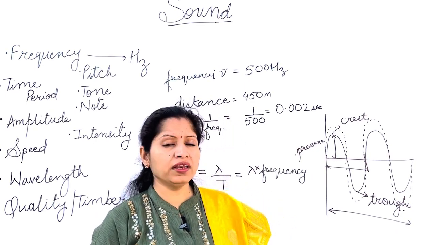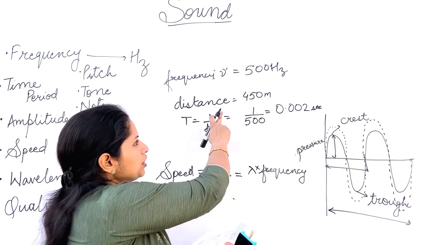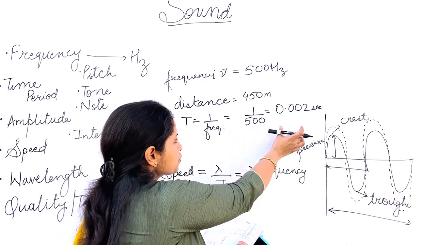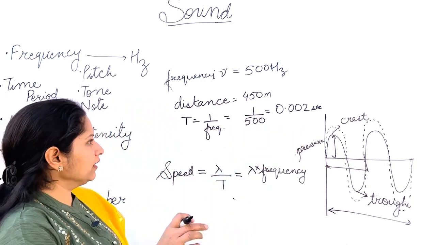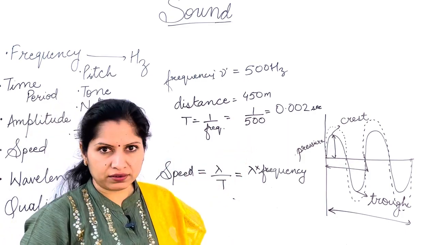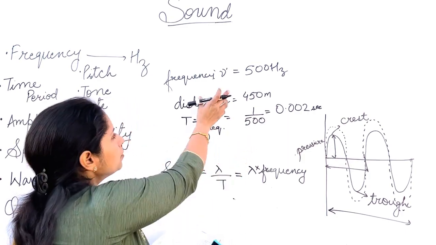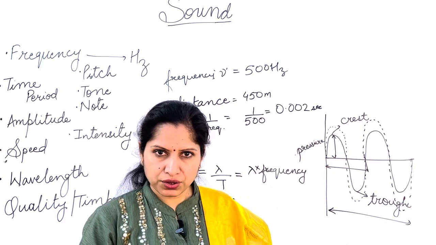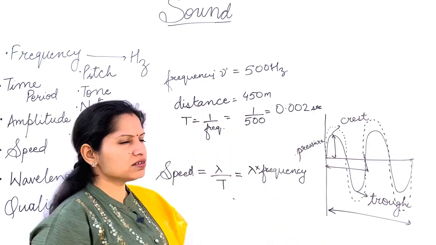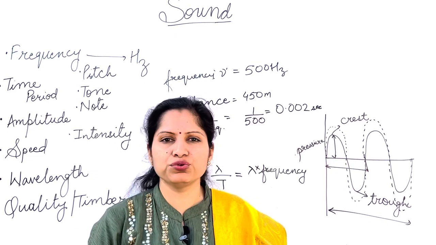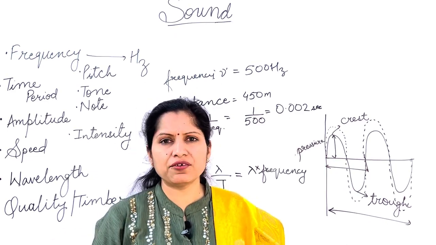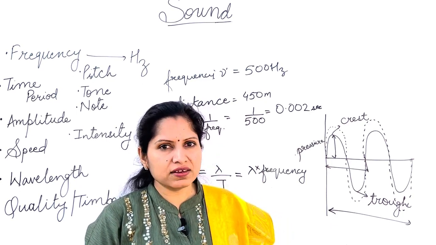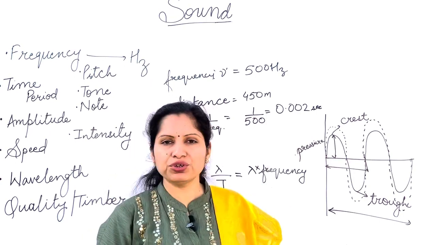If they were asking in how much time the sound will reach this point, then you would calculate it further, that in 0.002 seconds it completes a distance of one time period, meaning one wave. So this 450 meters distance is just given to confuse you. They are just asking you the time period, and you know that frequency and time period are inversely proportional to each other. So time period is 1 upon frequency, and that will give you the answer.